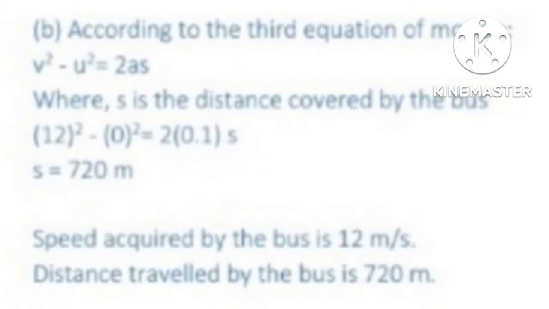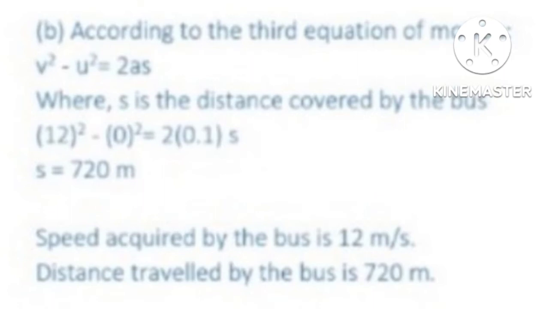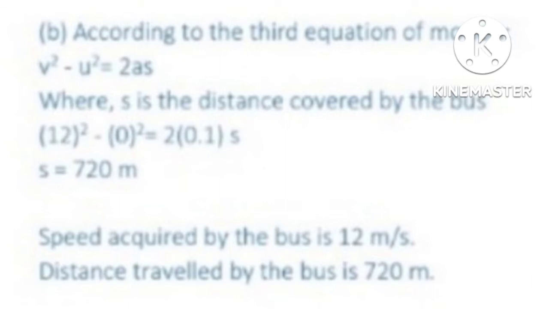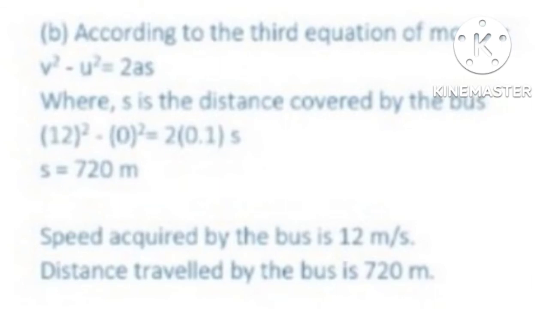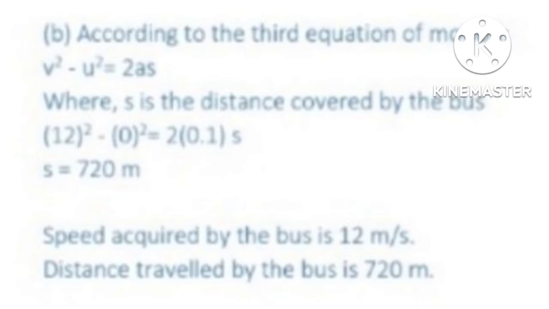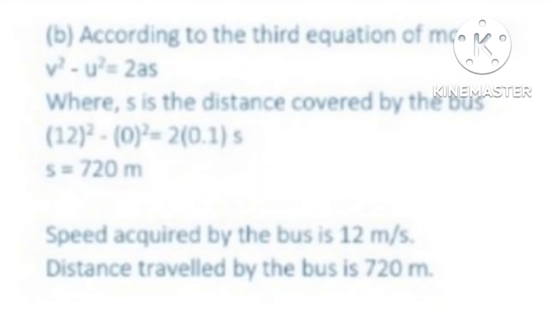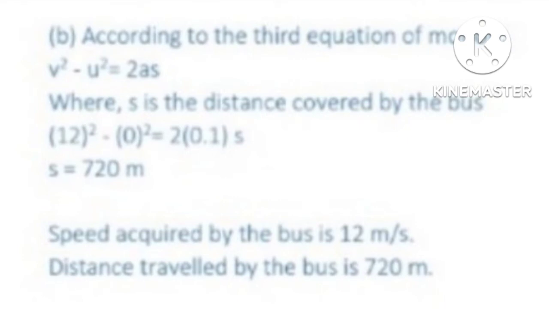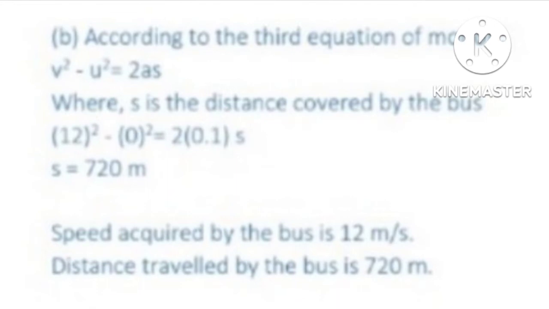To calculate the distance traveled by the bus, we can use the third equation of motion, that is v square minus u square equal to 2as. When we substitute the values of u, v and a, we get 12 square minus 0 square equal to 2 into 0.1 into s. When we rearrange, we get s equal to 720 meter. That is, the speed acquired by the bus is 12 meter per second and the distance traveled by the bus is 720 meter.